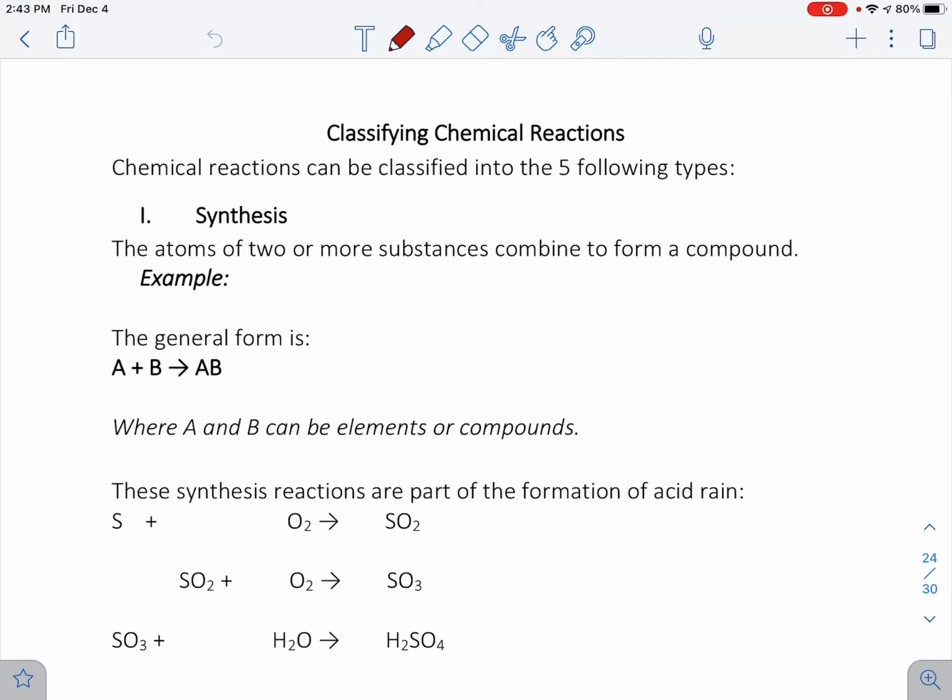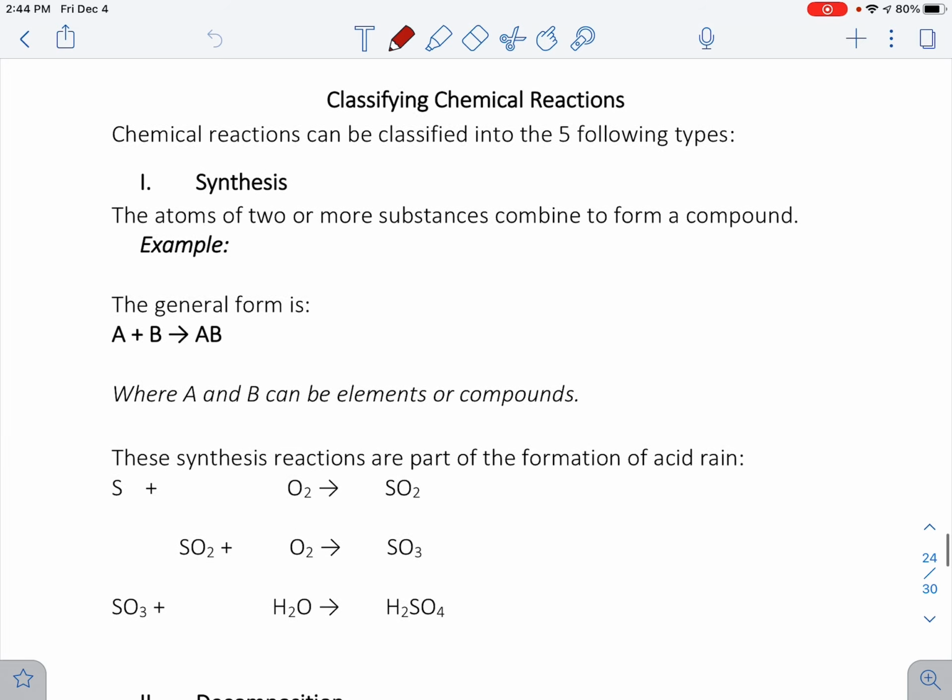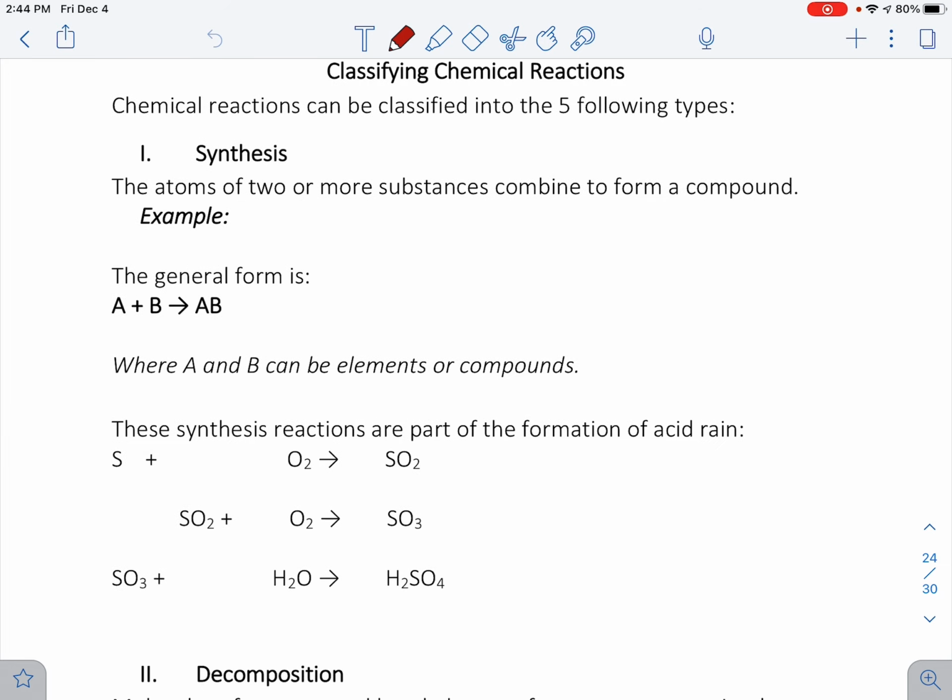Hello everyone, today we are going to be talking about the classification of chemical reactions. So there are 5 chemical reactions that we are interested in you being able to identify. The first type is synthesis. So this is a reaction where we combine 2 or more substances to make a compound.